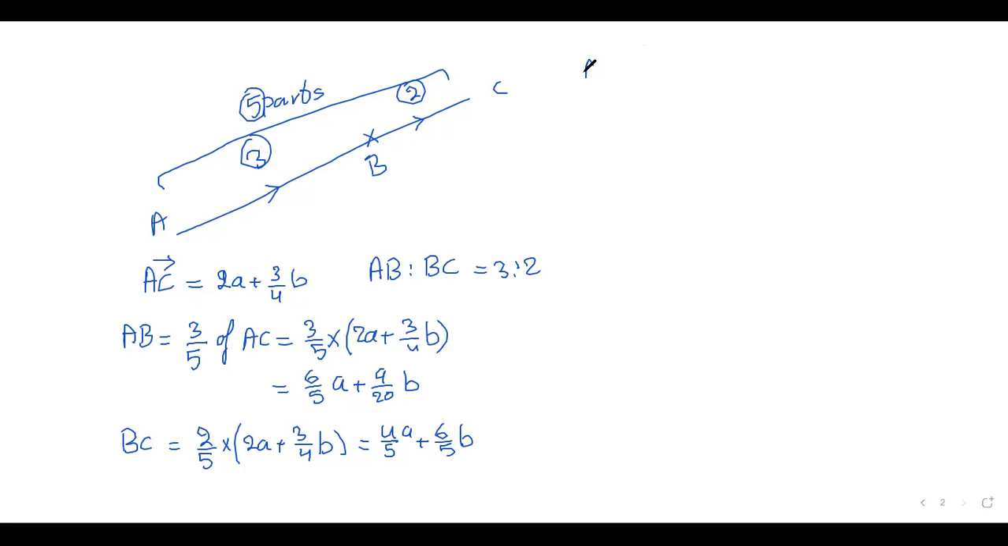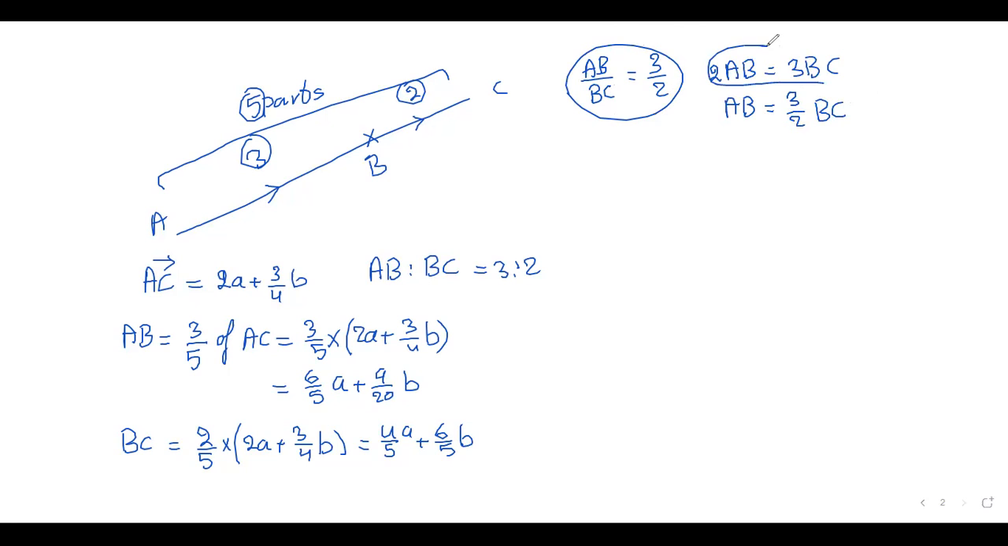Now, the ratio may come in different ways. They may say in the question AB to BC is equal to 3 over 2, or they may cross multiply and say 2AB is equal to 3BC, or they may say AB is equal to 3 over 2 BC. In any form it's given, we have to take it back as a ratio so we can understand how to deal with it.